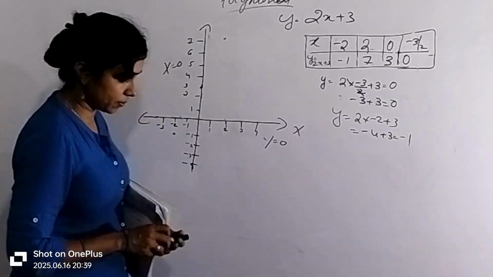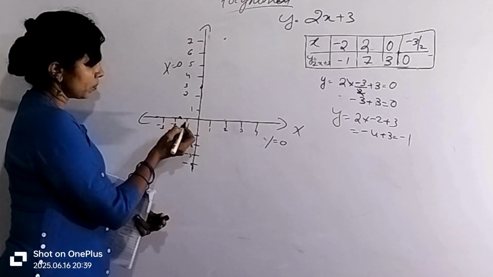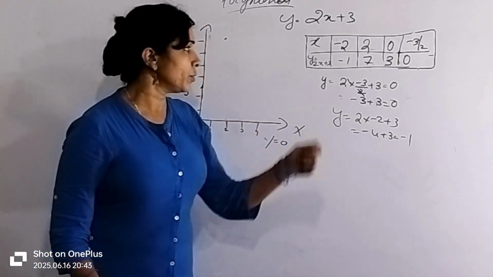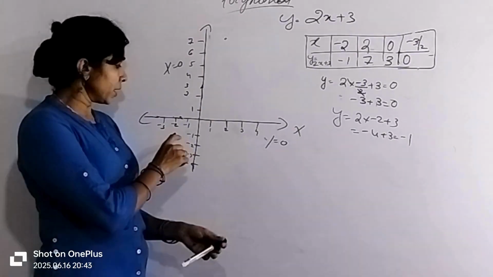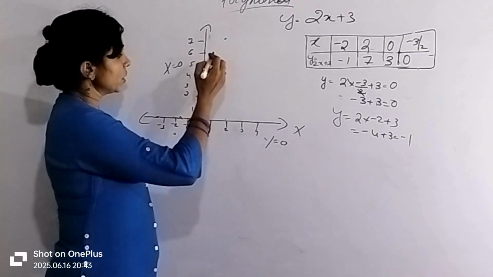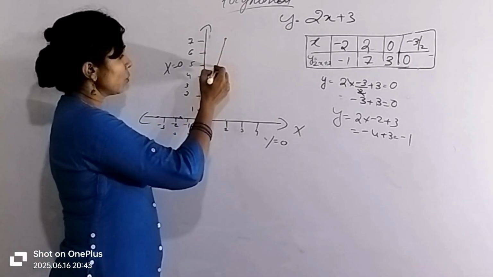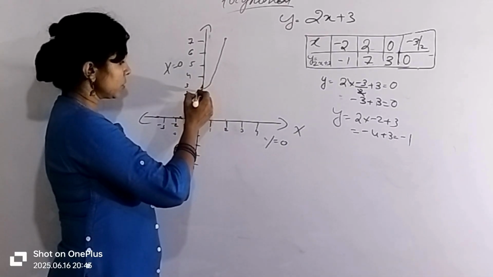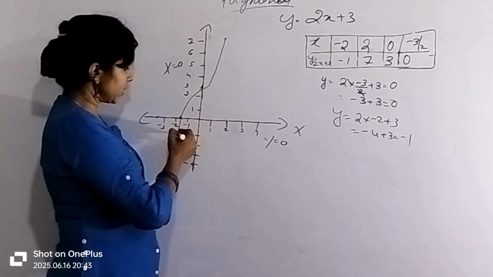So I'll take another marker. Okay. So my value will be like this. I told you the minus 3 by 2 will come here. So now we can draw the graph. It will be like this by connecting all these points. So it will be like this.